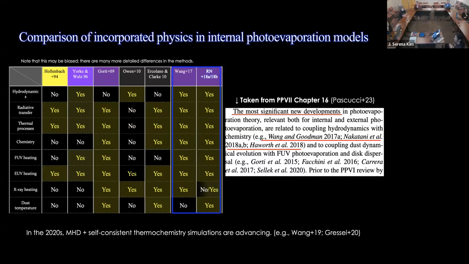Why is there a no and yes both for the X-ray? In my model, I have two studies about it. Oh, okay. Yes, A is no and in B you included it. Exactly. Got it.